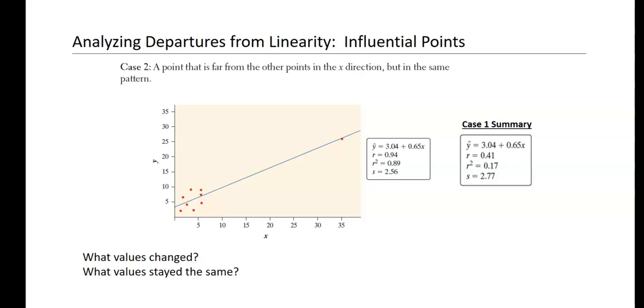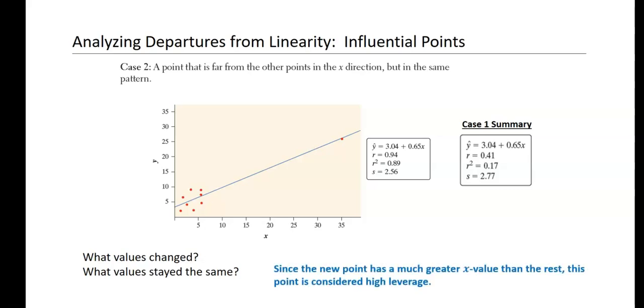R is way stronger. Well, that's really interesting. It went from being kind of weak to pretty strong, right? R squared changed quite a bit, so it got a lot bigger. Again, R squared is the coefficient of determination. 89% of the variation in y can be explained by x in the linear regression there. And then the standard deviation changed a little bit, not a ton, but a little bit.